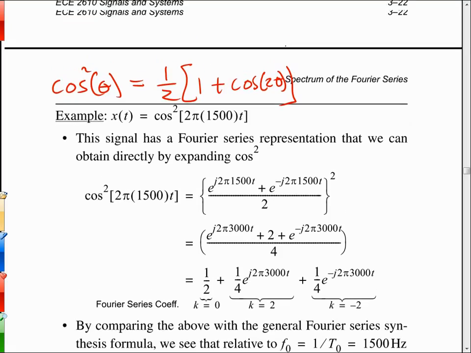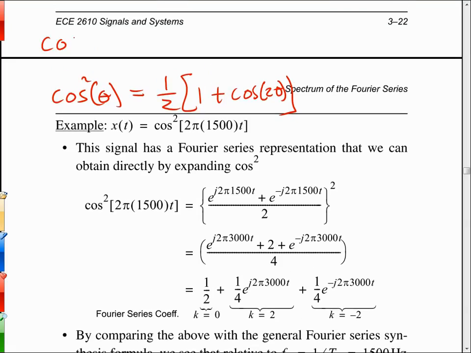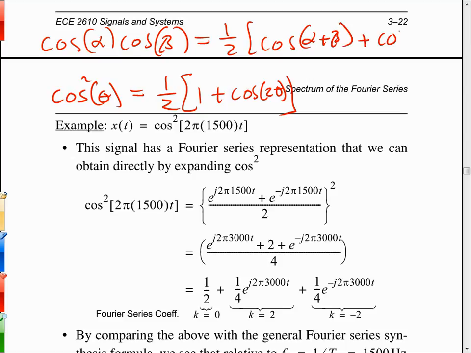Why should you be able to know it, though? We were talking just a few moments ago about cosine of alpha times cosine of beta, and that, remember, was 1/2 the cosine of alpha plus beta plus cosine of alpha minus beta. So cosine squared is a special case of that, right? I'm just taking cosine of theta times cosine of theta, so I'm going to get sum and difference. So I get 2 theta, and then I get cosine of the difference, which is cosine of 0, which is 1. So if you don't remember that trig identity, you can reprove it using the one that we just went through.